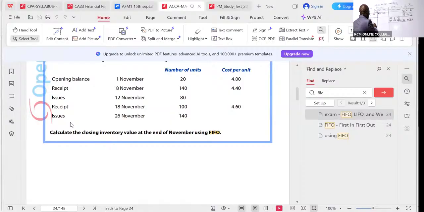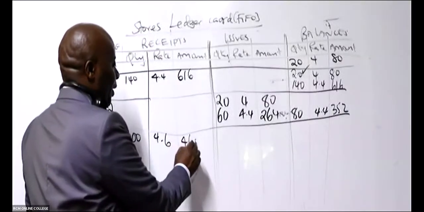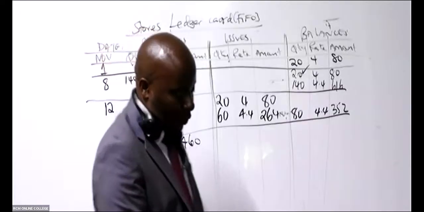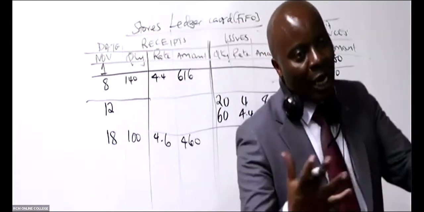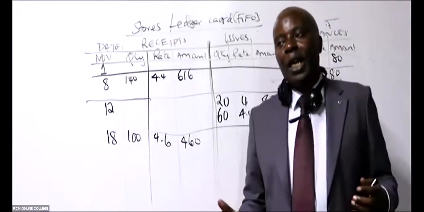We received 100, at what rate? At 4.6. So this is really easy. So 100 times 4.6 gives me how much here, somebody? 460, right? So once we receive, very easy, we book it on receipts and update the balance.